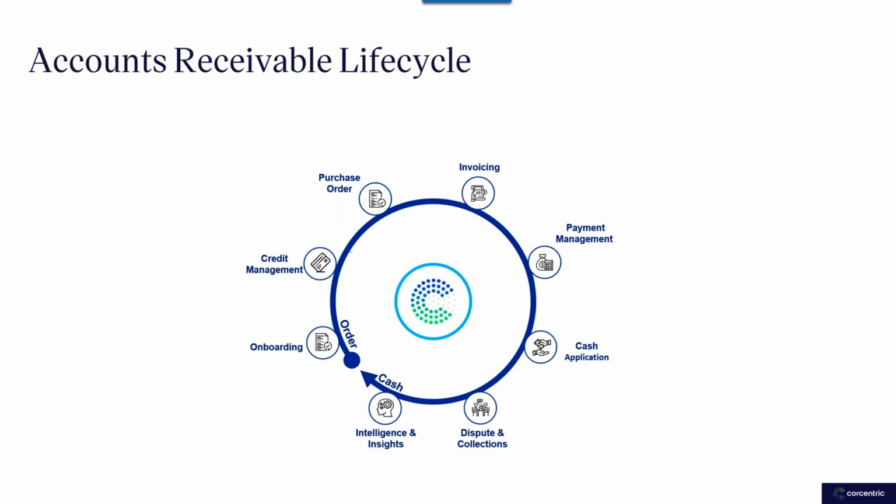So first things first, the accounts receivable lifecycle. So we are broadening that to the overall order to cash lifecycle, starting with onboarding of your customers, checking the credit and the entire credit process around that, receiving purchase orders, servicing those orders, invoicing against those orders, receiving payment against your invoices, applying cash, and if you don't receive payments, maybe something is in dispute, so dispute management and collections management, and finally the business intelligence and insights around all of this process, right?